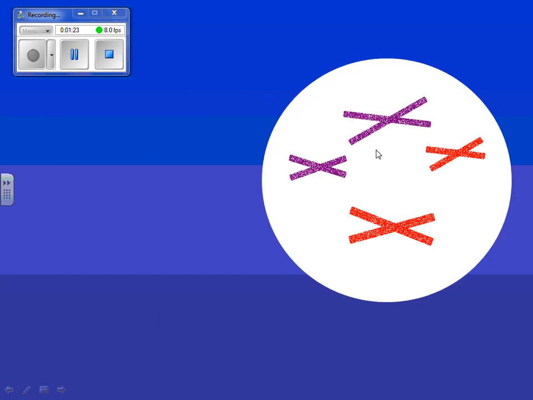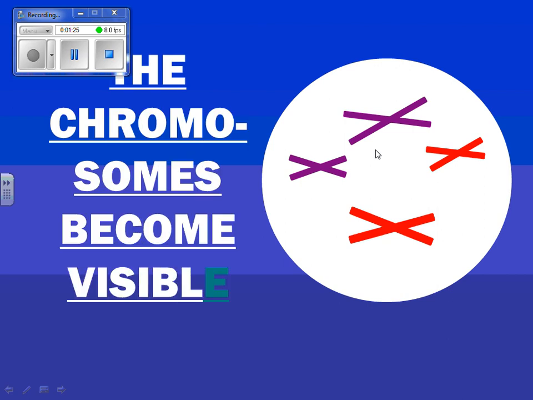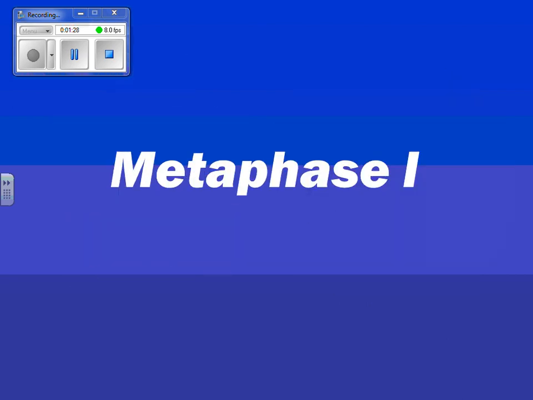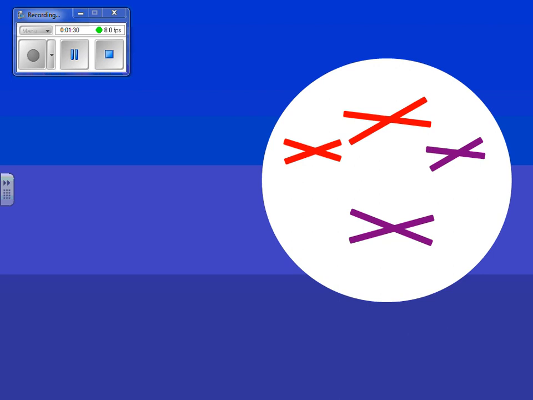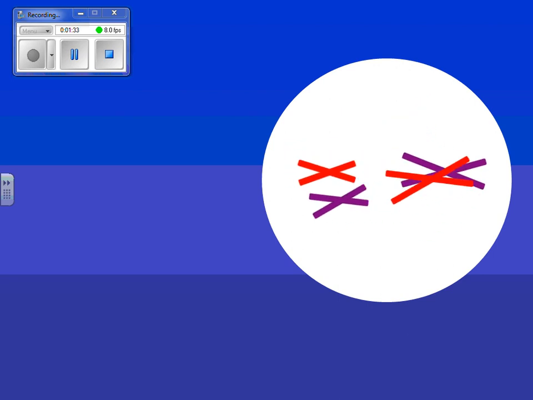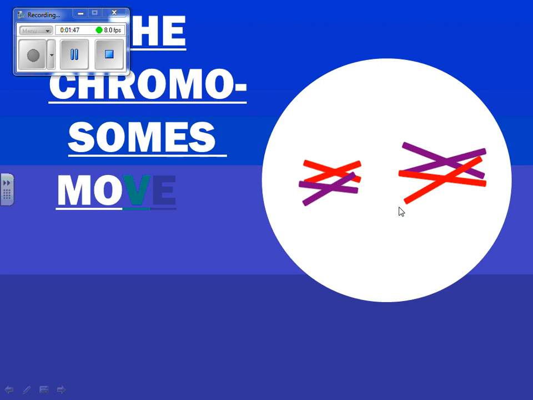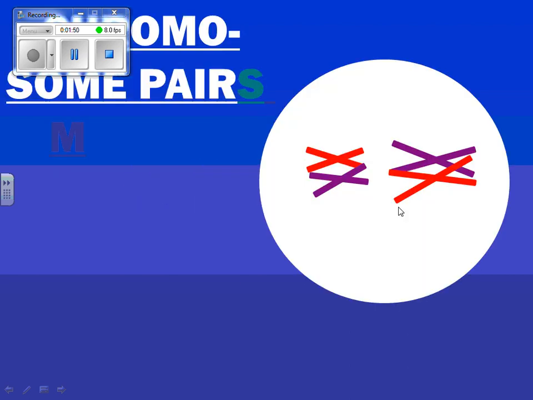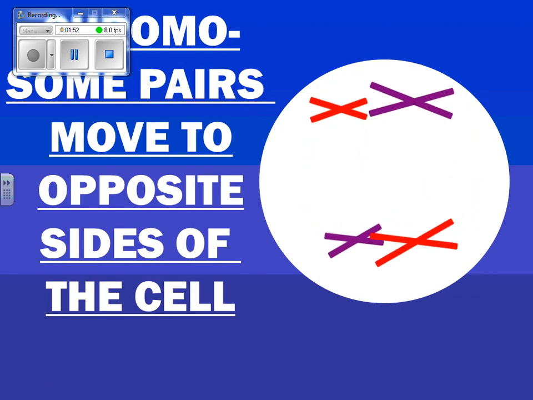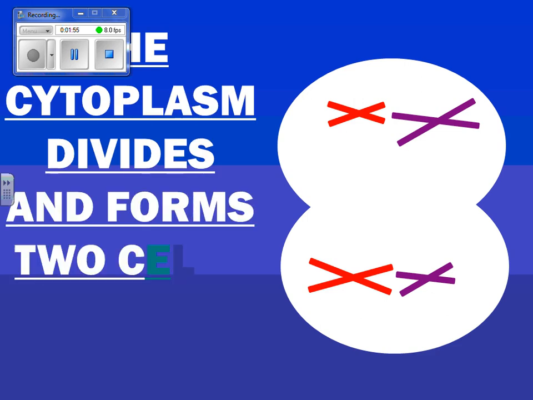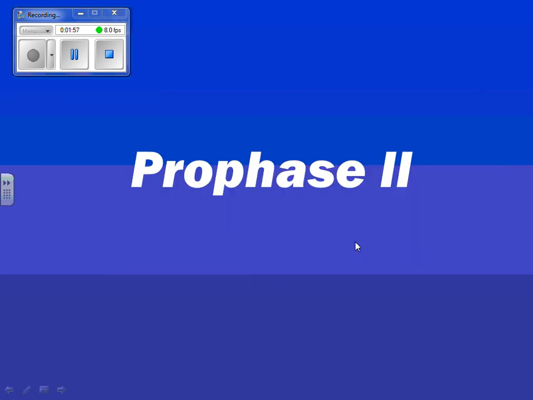We start with prophase. Chromosomes become visible and the nuclear membrane breaks down. In metaphase, this is a small difference: the chromosome pairs line up in the middle. In mitosis, you don't have pairs, you just have single chromosomes lining up in the middle. But here we have pairs that line up. In anaphase, the pairs separate. And in telophase, the cytoplasm starts to divide to make two cells.